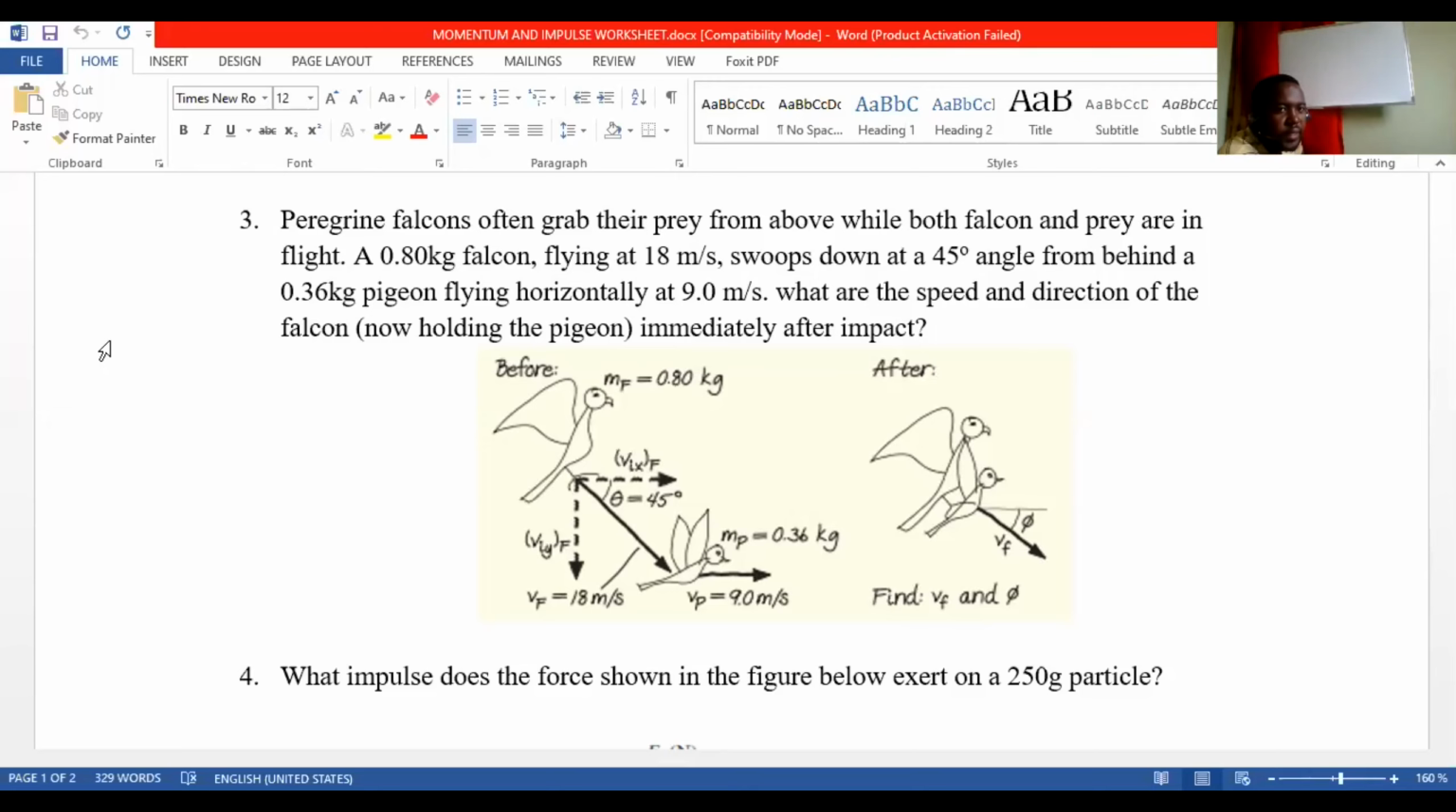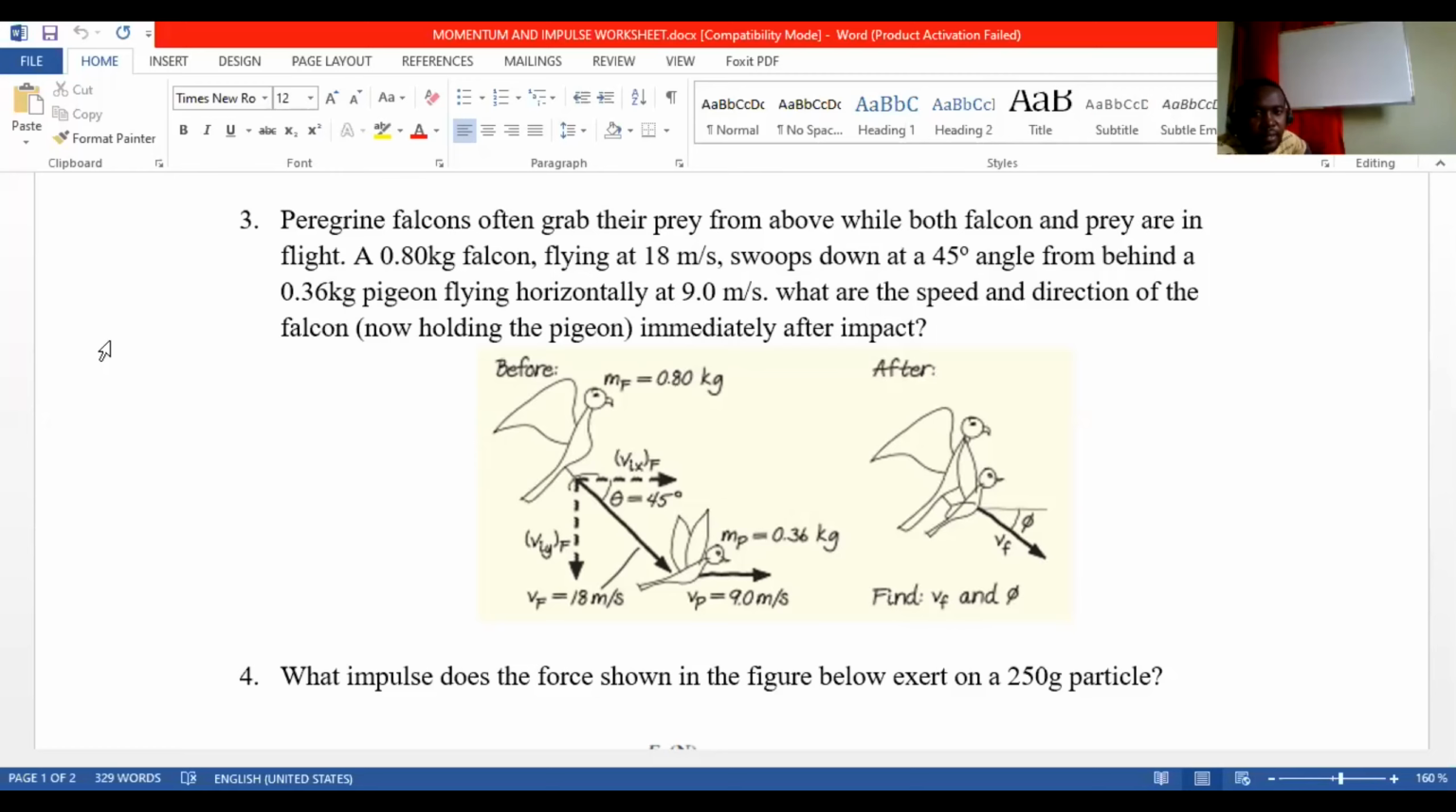All right, so it says a peregrine falcon often grabs its prey from above while both falcon and prey are in flight. A 0.80 kilogram falcon flying at 80 meters per second scoops down at 45 degrees from behind a 0.36 kilogram pigeon flying horizontally at 9 meters per second. What are the speed and direction of the falcon now holding the pigeon immediately after impact?